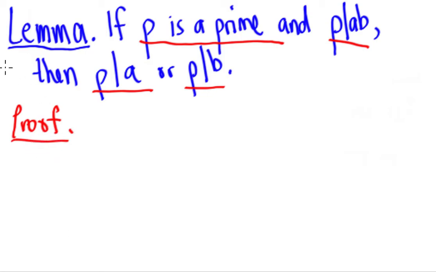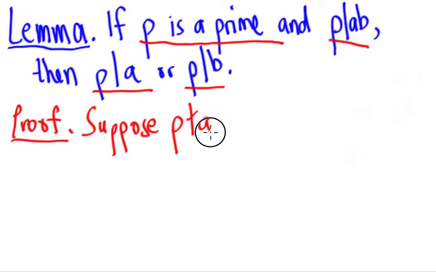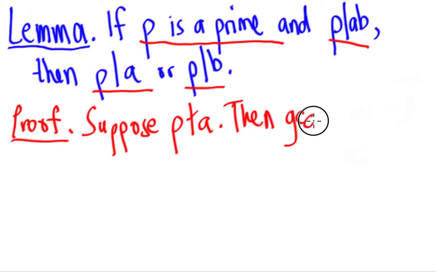We first start here. We said that P divides A or P divides B, so let's suppose that P does not divide A. P is not a factor of A. If that's the case, we can say that P and A are relatively prime. If they are relatively prime, we can denote that as the GCD of P and A is equal to 1.